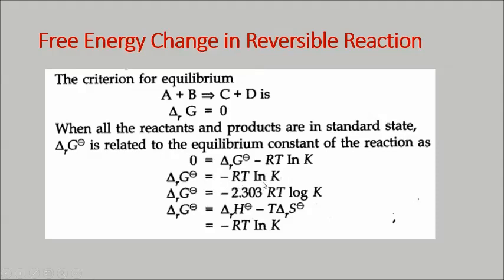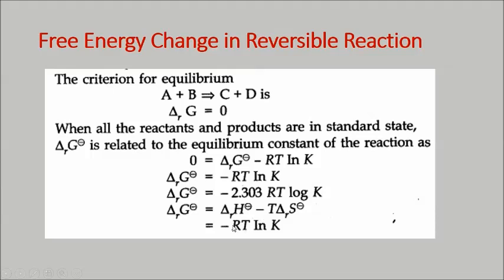To convert the ln to log, we use 2.303, which should be multiplied with the term. So we get delta G0 is equal to minus 2.303 RT log K. As we have learned, Gibbs free energy change is equal to delta H0 minus T delta S0. Right? These are in the standard condition.